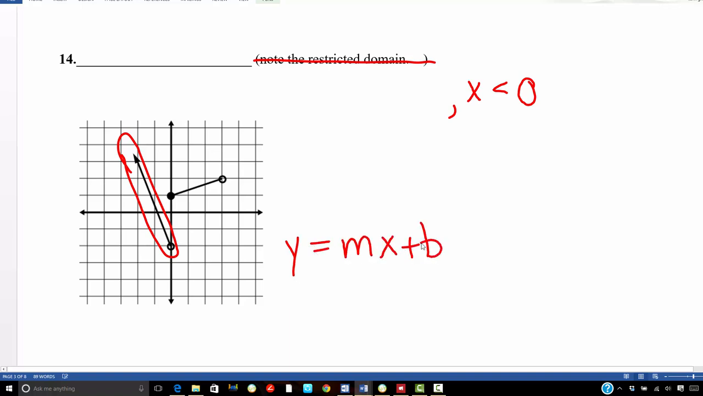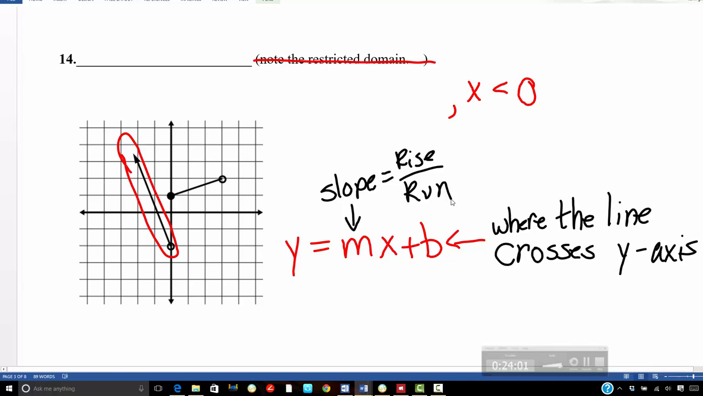This is where my line crosses the y-axis. That's what B stands for. So B is where the line crosses the y-axis, and M is the slope, which of course is just the rise over the run of the graph. It should be pretty obvious where it crosses the y-axis. It crosses the y-axis right here at -2.